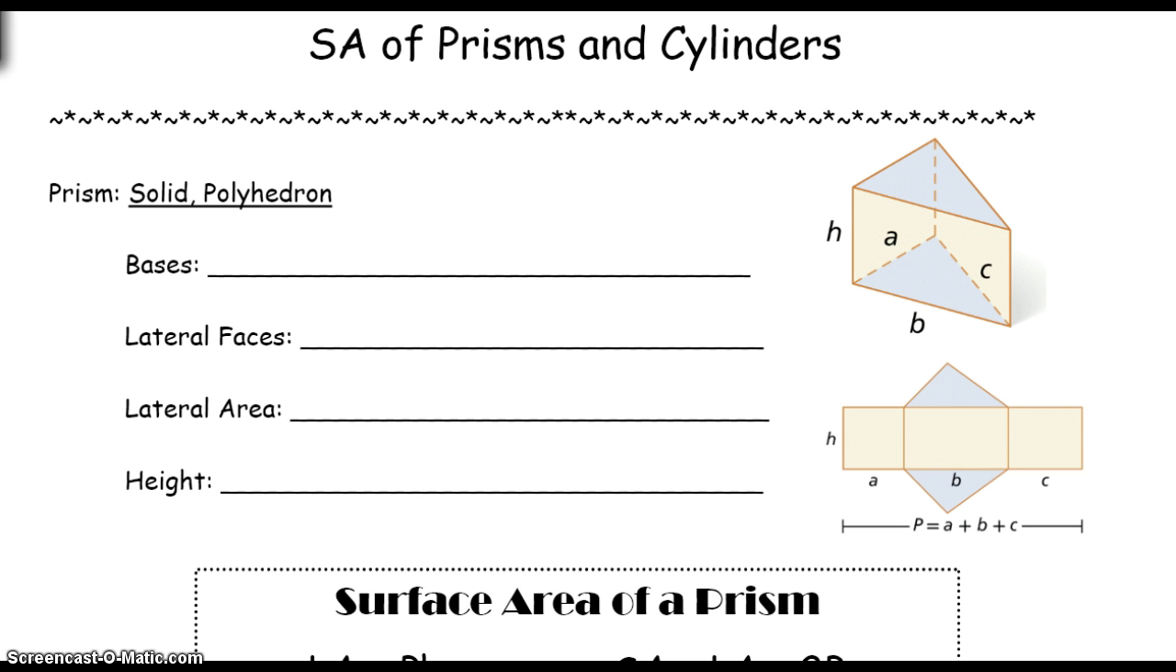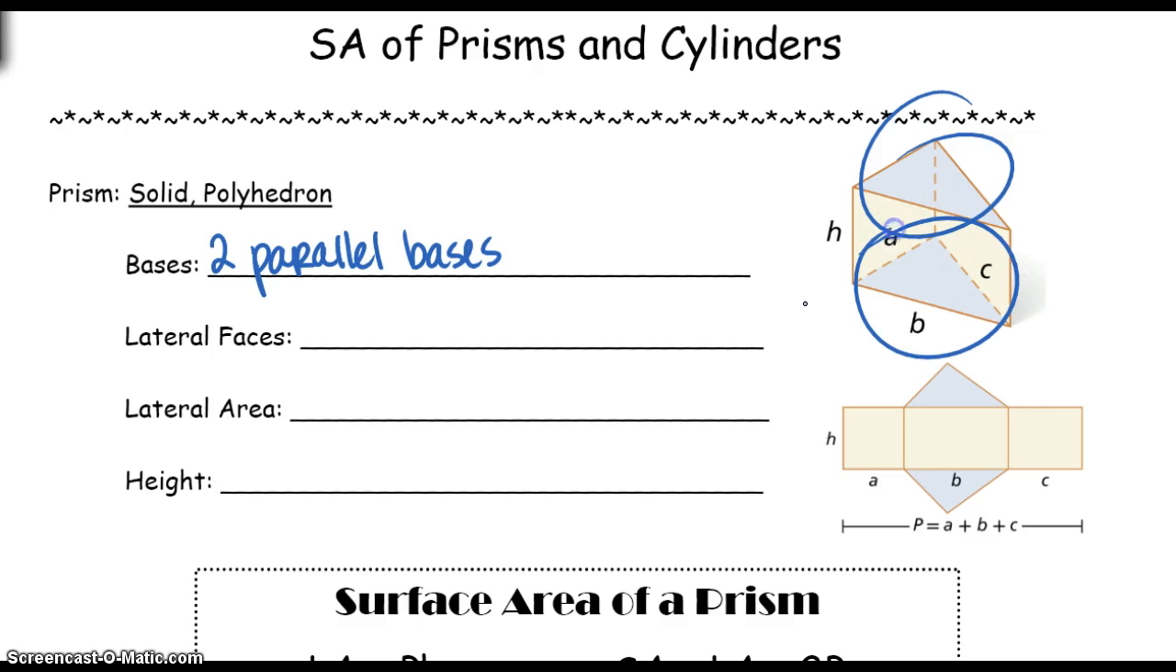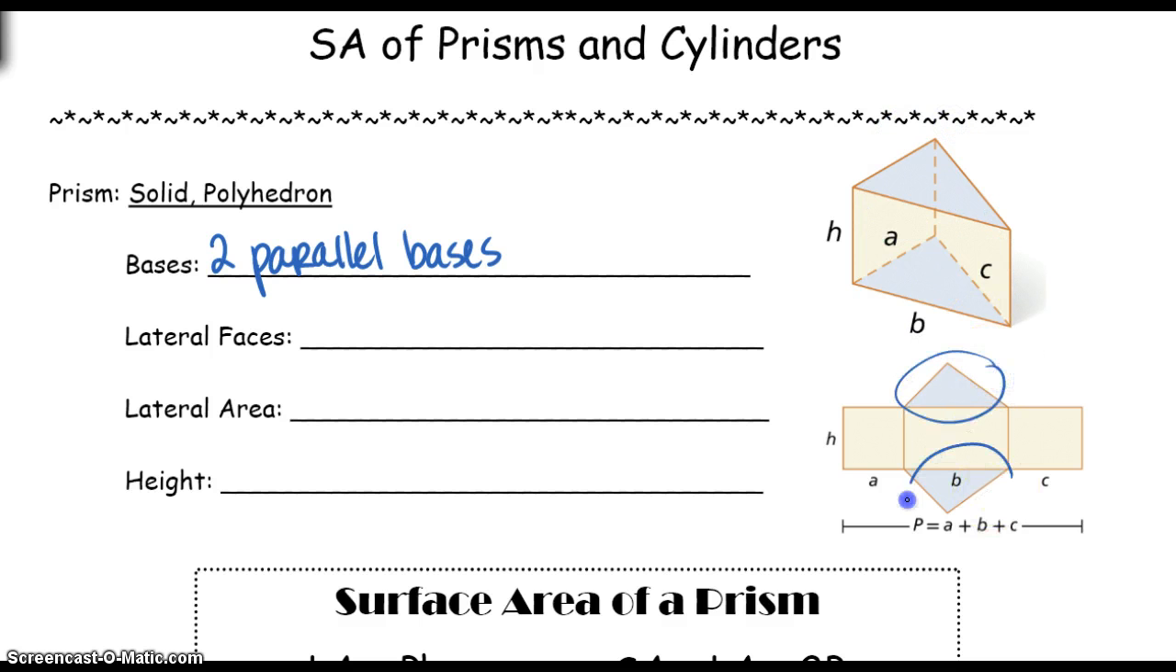So you know a prism, it's a solid, it's a polyhedron. Here's a prism right here. This is a triangular prism. Notice it has two bases, that's why it is a prism. So let's talk about bases. There are two parallel bases. Two parallel bases, okay? So in the picture here, there's a blue one and a blue one. There's two parallel bases.